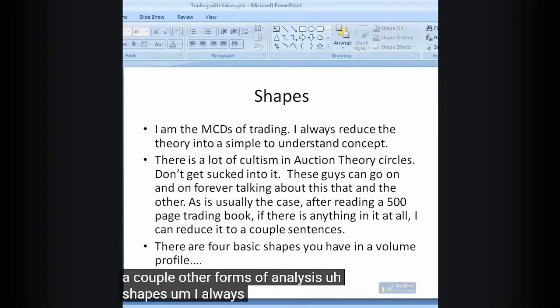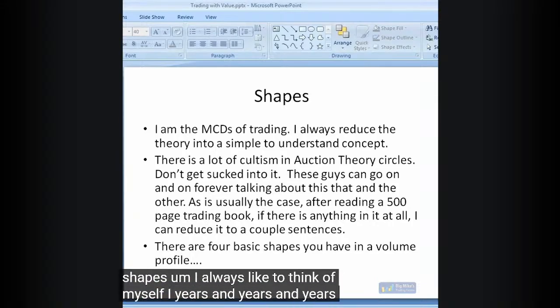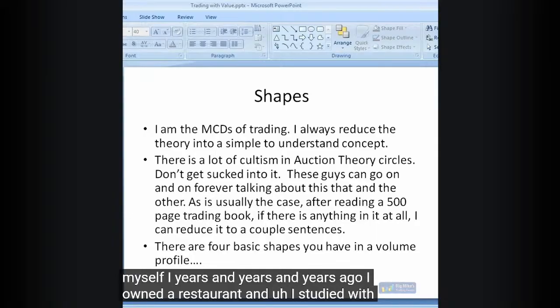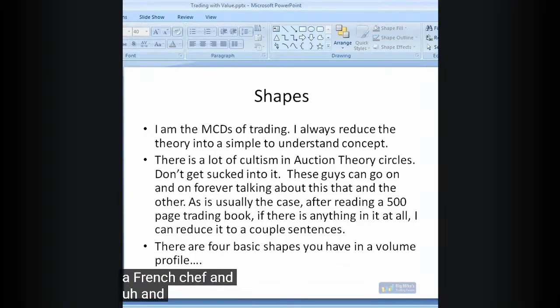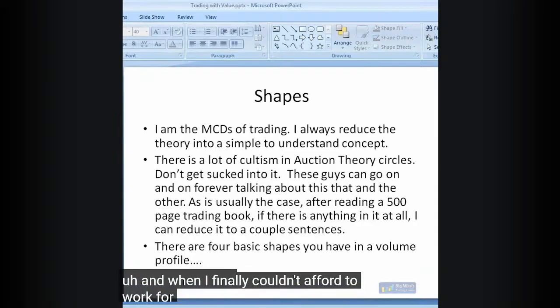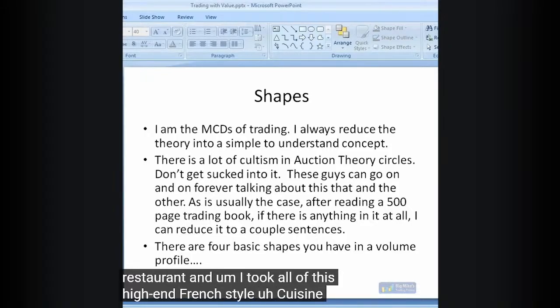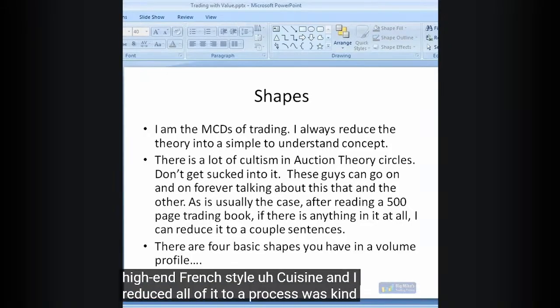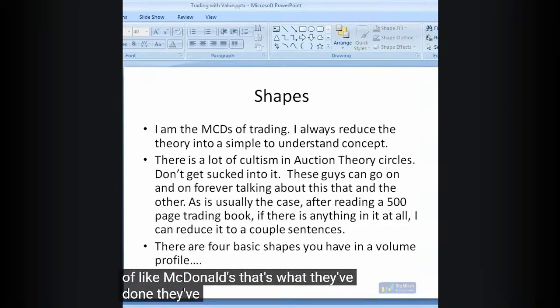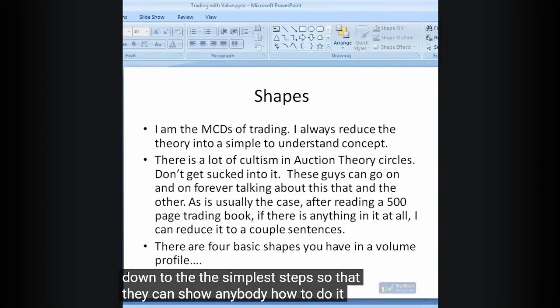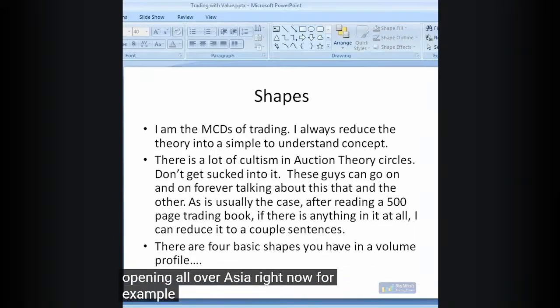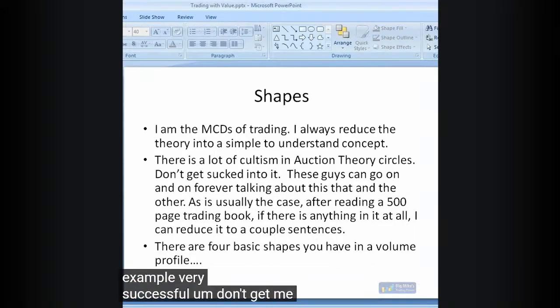Shapes. I always like to think of myself, years and years ago, I owned a restaurant, and I studied with a French chef, and when I finally couldn't afford to work for him anymore, I opened my own restaurant, and I took all of this high-end French style cuisine and I reduced all of it to a process. It was kind of like McDonald's. That's what they've done. They've reduced everything they do down to the simplest steps so that they can show anybody how to do it. And it's duplicable anywhere. You have McDonald's opening all over Asia right now, for example. Very successful. Don't get me talking about McDonald's.